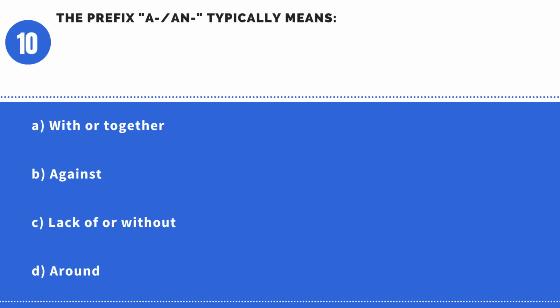Question 10. The prefix a-/an- typically means A. With or together. B. Against. C. Lack of or without. D. Around.